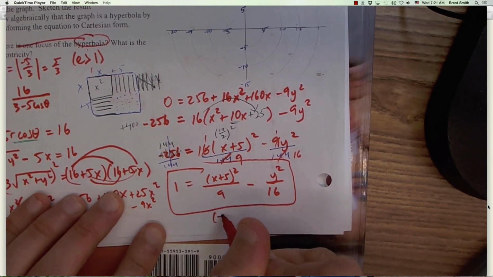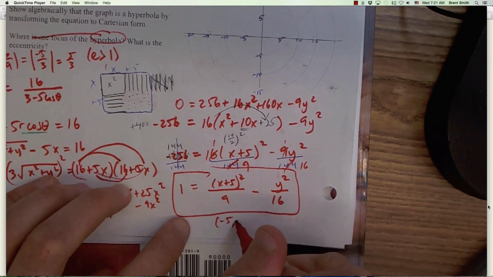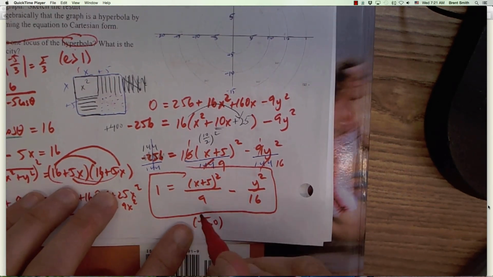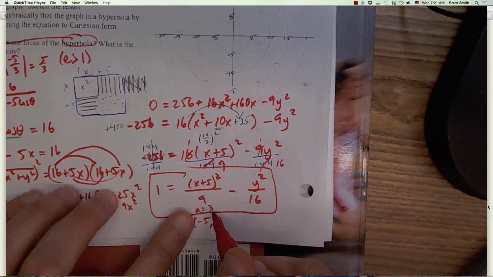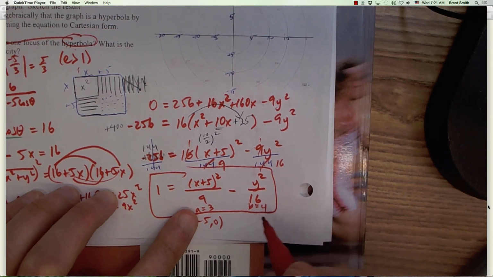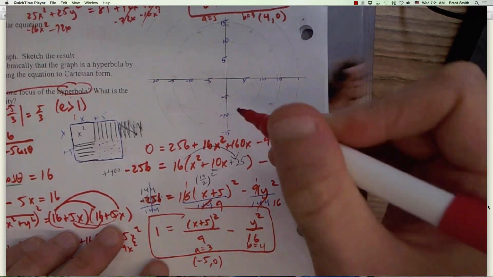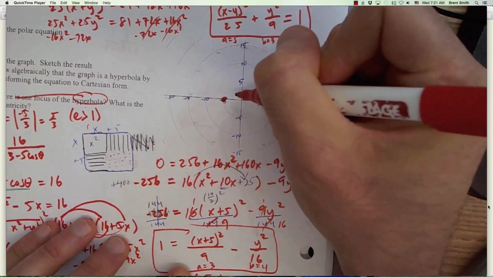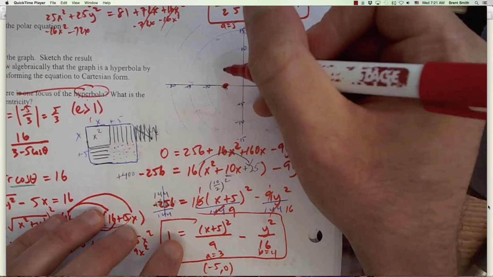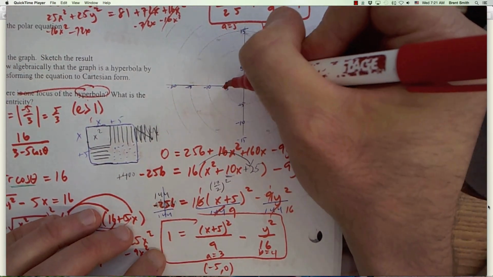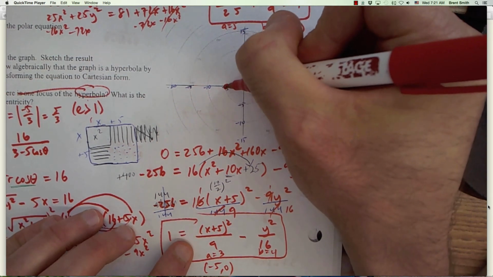Our center is at negative 5, 0. Our a is not the bigger number. Our a is 3, our b is 4. Our a is the positive number. Square root that. A equals 3, b equals 4. So if I'm going to graph that, I go right here, negative 5, 0. I'm going to go out 3 in the x direction.